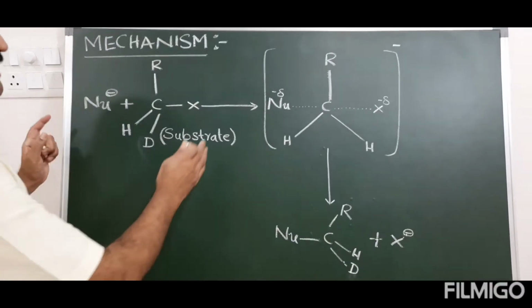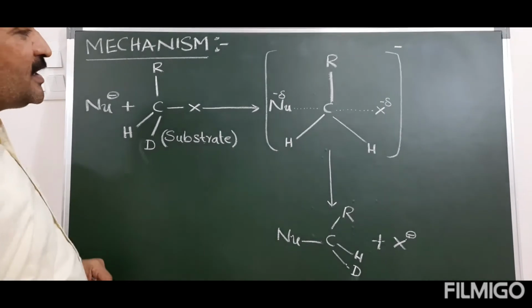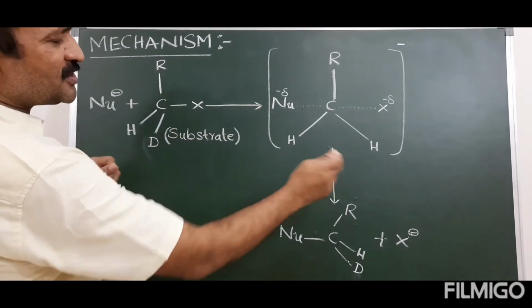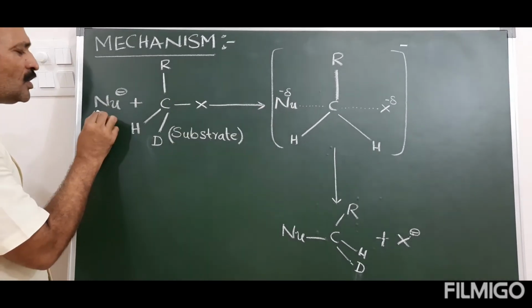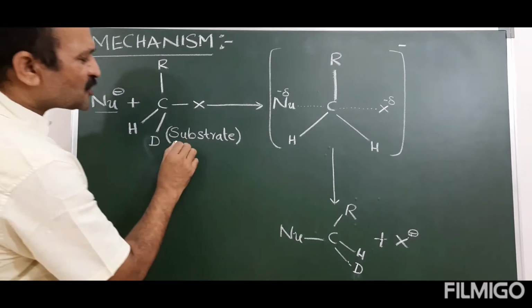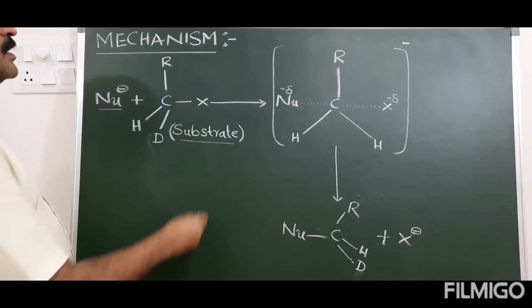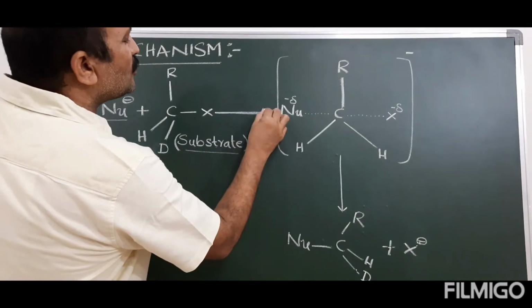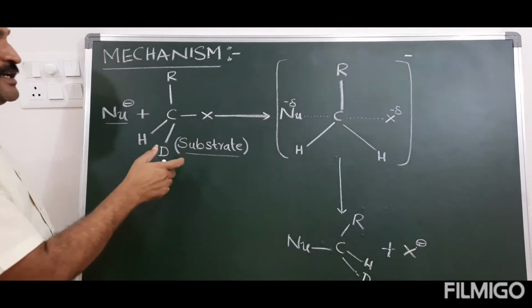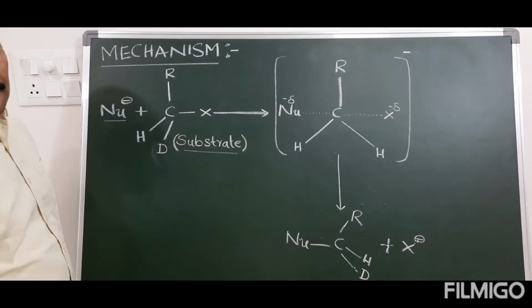Students, let's see the mechanism of the SN2 reaction. This is the schematic representation. Here the nucleophile is involved, and the substrate is involved simultaneously in the reaction. Under what conditions are the nucleophile and the substrate simultaneously involved?